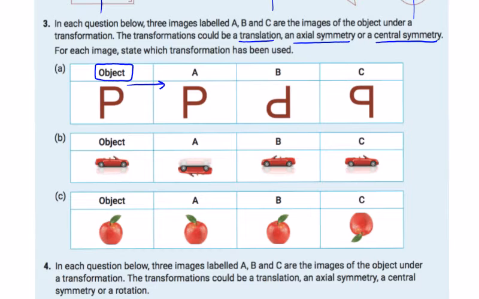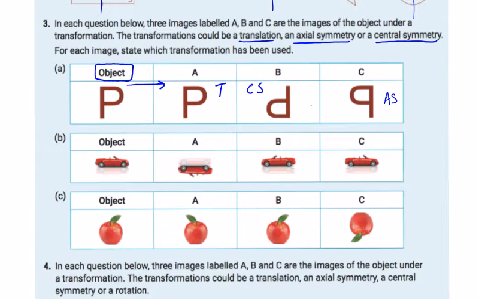For B, back to front upside down, a central symmetry. So this one here, central symmetry, we'll call CS. We'll call this one T for translation. And P, well, this is through the axes and out the other side, so this looks like axial symmetry, which we will call S or AS.